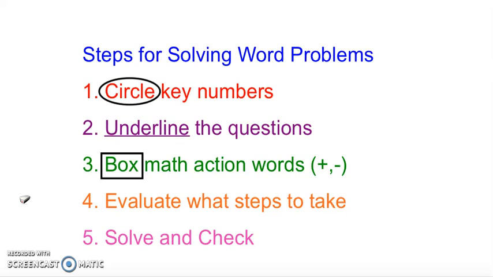Then I need to put a box around the math action words, and this is where I'm deciding if I'm adding or subtracting. So if I'm adding, I'll see things like in all or all together, and if I'm subtracting, I'll see things like taking away, or how many were left, or how many were eaten, things like that. Then I need to evaluate what steps to take to solve the problem next. I need to decide if I'm going to make a drawing, if I'm going to use objects, or if I'm going to create an equation. Today, we'll be solving a problem by creating an equation and by using a drawing. Then I need to solve my problem and make sure I always check my work. So let's get to our problem today.